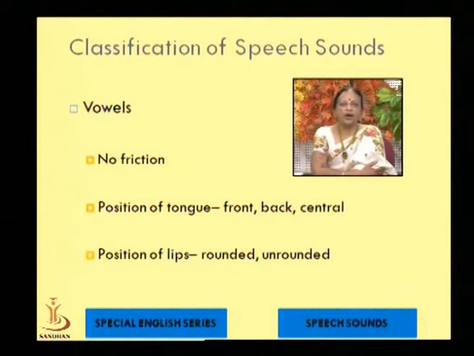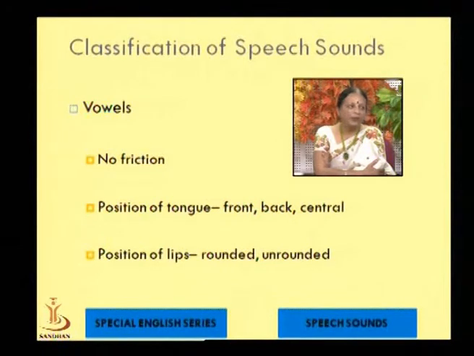Look at your tongue. Try raising your tongue, my dear students, towards the top of the mouth. You would notice when you articulate various vowels, different parts of your tongue are closest to the top of your mouth. What happens when you say A, when you say E, when you say U, and of course many more sounds that we will be talking about, vowel sounds in the English language, when you're talking about O, when you're talking about E, when you're talking about A, etc., etc.